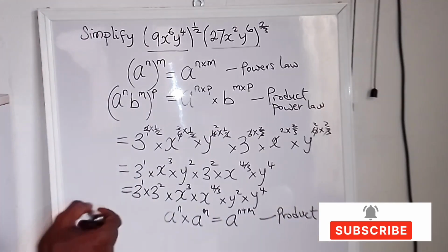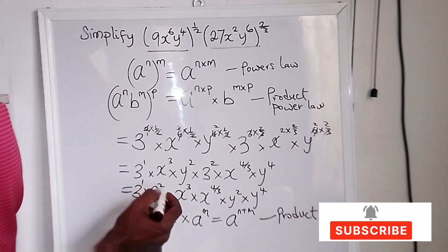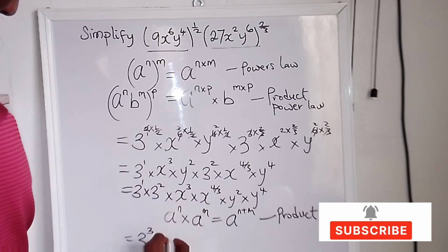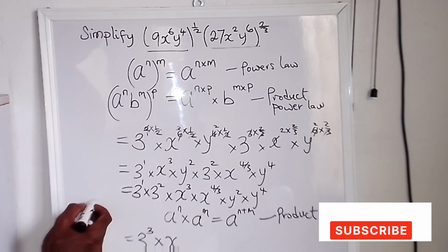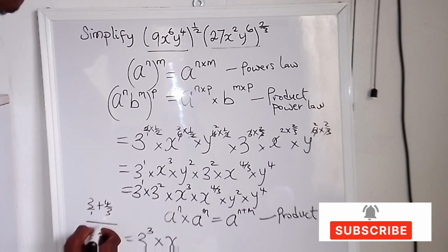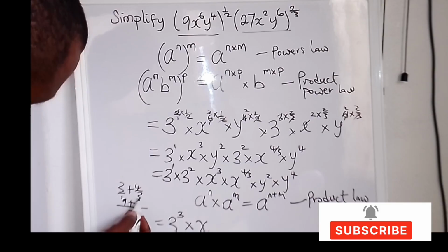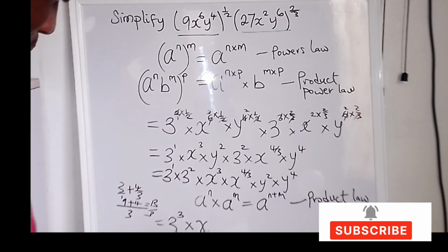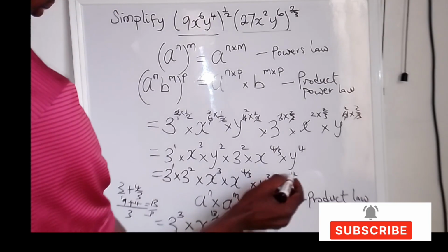Product law. Therefore we have to add: we have 3 as the base, then we add the powers 1 plus 2, we have 3. Here we have x as the base, then the power is 3 plus 4 over 3. Let's work it out aside: 3 is similar to 3 over 1. So the LCM here is 3. 3 times 3 is 9. Now 3 goes into 3 once, 1 times 4 is 4. So we have 13 over 3. Let's put it back here: 13 over 3. Then the last one is y: 2 plus 4, which is 6.